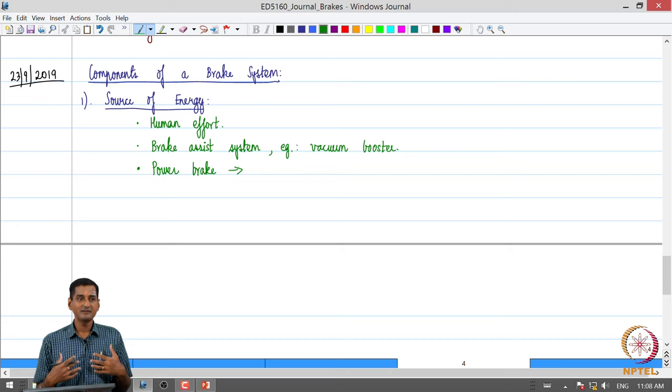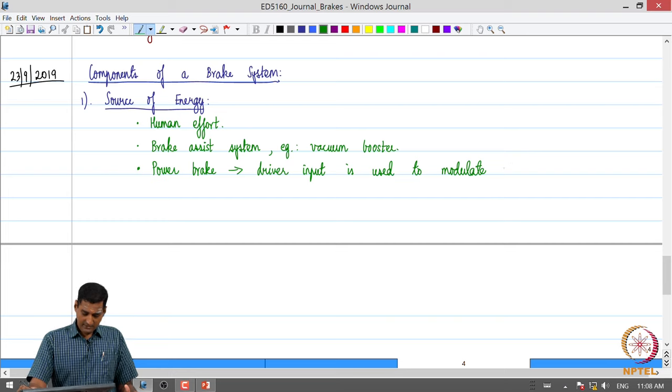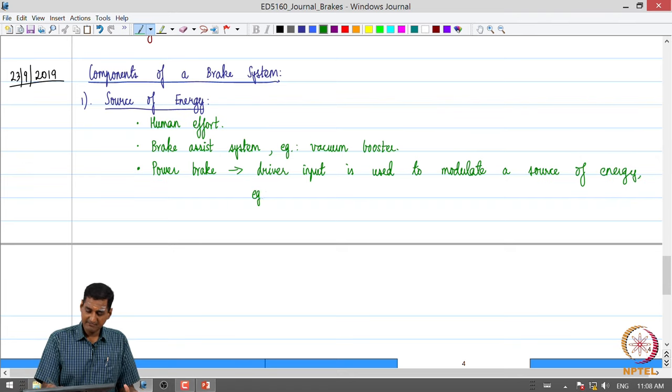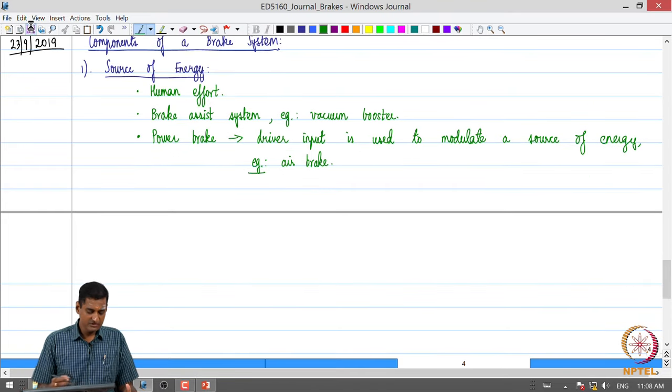Where the driver is only regulating or metering out a source of energy. So in a power brake, the driver input is used to modulate a source of energy. An example is an air brake, which we will discuss in detail later on. So those are typical sources of energy in a brake system.